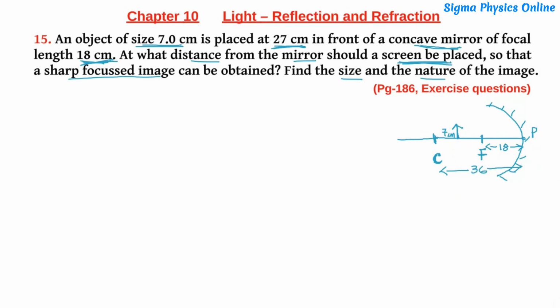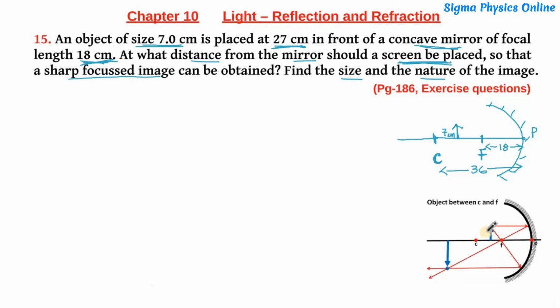For that you need to recall the ray diagram for the image formation using a concave mirror when the object is lying between C and F. See, in this case, when the object is lying between C and F, the image that is formed is real, inverted and a magnified image, and it's formed beyond the center of curvature on the same side of the mirror as the object.